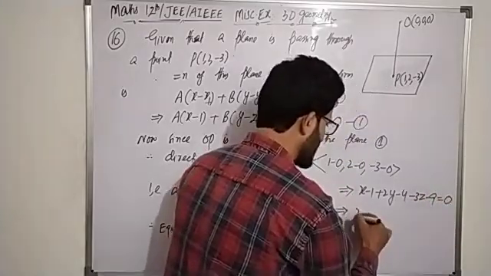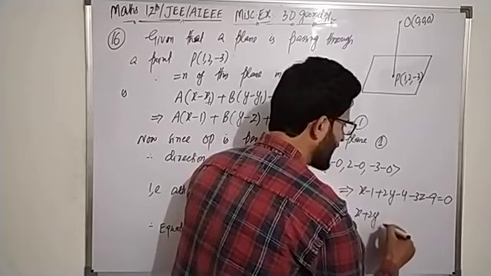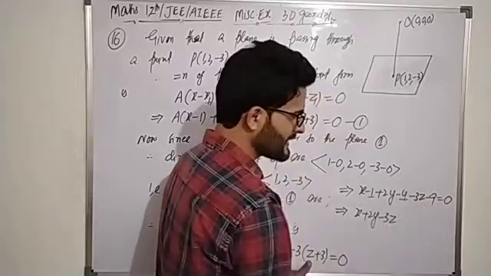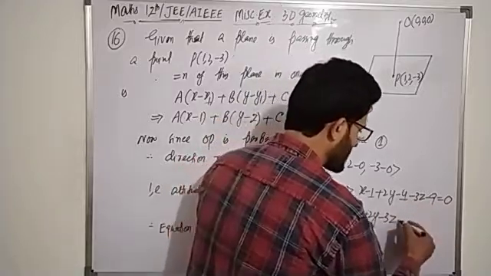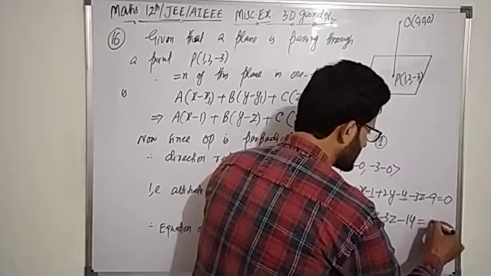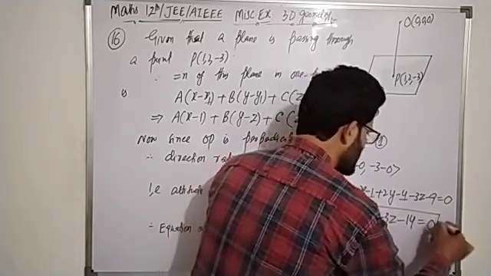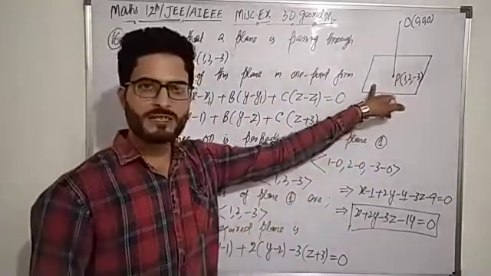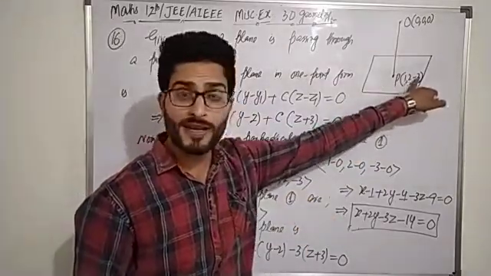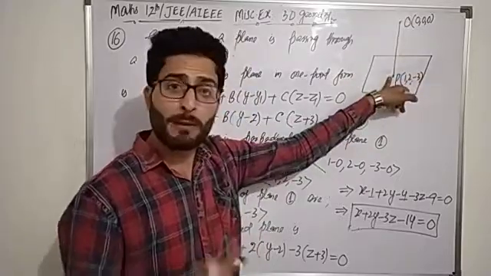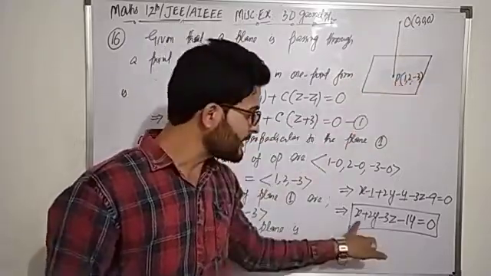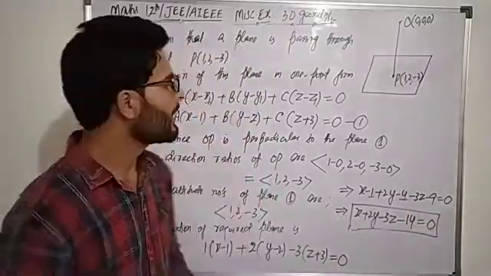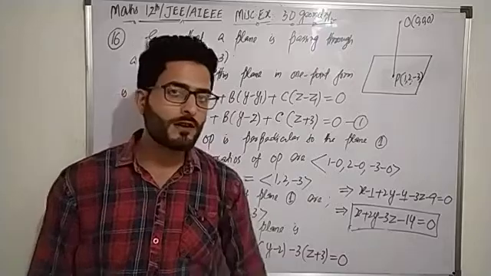Implies this can be written as x plus 2y minus 3z minus 1 minus 4, that's minus 5, and minus 5 minus 9 is minus 14 is equal to 0, which is the equation of required plane. So the equation of this plane, which is passing through the point P of 1, 2, minus 3, such that OP is normal to the plane, perpendicular to the plane, must be x plus 2y minus 3z minus 14 is equal to 0. All about question number 16 of this exercise.